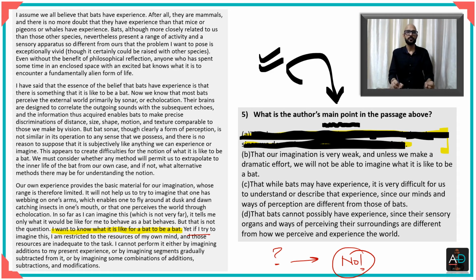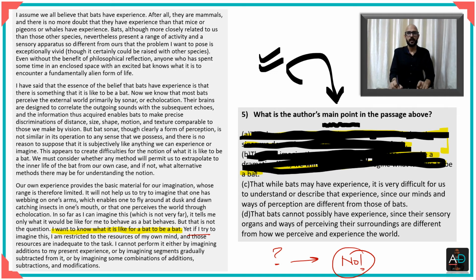Let's look at option B. Option B says that our imagination is very weak, and unless we make a dramatic effort, okay, he does not say that the human imagination is weak. He says that it is limited. There's a difference between something being limited and something being weak. This is an addition that has been made by this option, and therefore I will eliminate this option as well, because it makes no mention of whether our imagination is weak or not. Okay, it's only limited, it does not mean that it is weak.